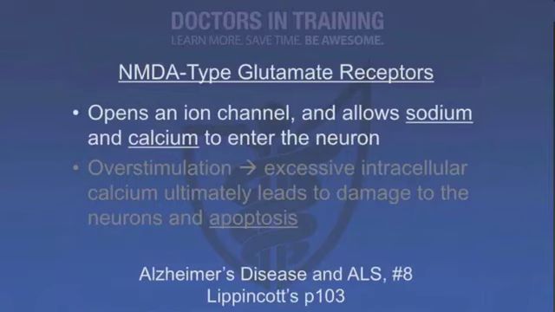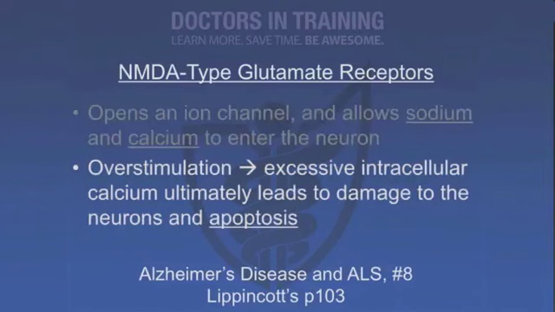So stimulation of glutamate receptors in the CNS appears to be critical to the formation of certain memories. But overstimulation of these glutamate receptors, particularly the NMDA type glutamate receptor, is shown to result in excitotoxic effects on neurons, and this may be a mechanism of neurodegenerative disease. So the NMDA glutamate receptor opens an ion channel and allows sodium in and allows calcium to enter the neuron. And it's this excessive intracellular calcium that ultimately leads to damage to the neurons and apoptosis.